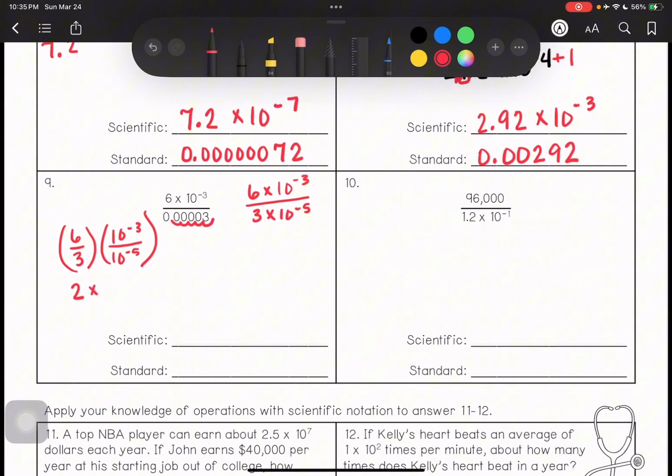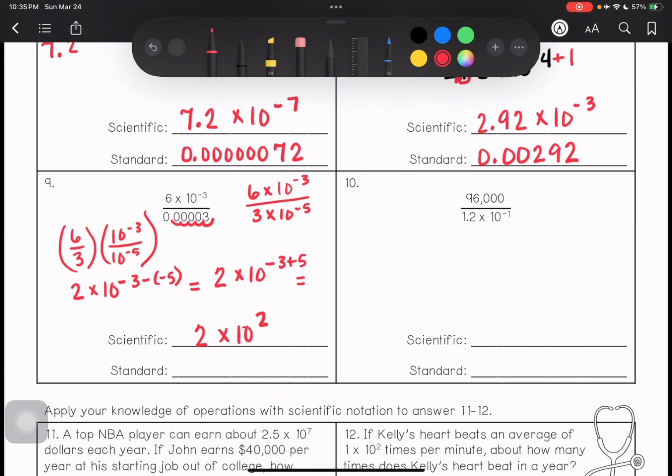And here I have the same base, so I subtract the exponents. A negative in front of a negative makes this a positive. So it's 2 times 10 to the negative 3 plus 5. Unlike signs, you subtract and take the sign of the larger absolute value. So in scientific notation, it's 2 times 10 squared.